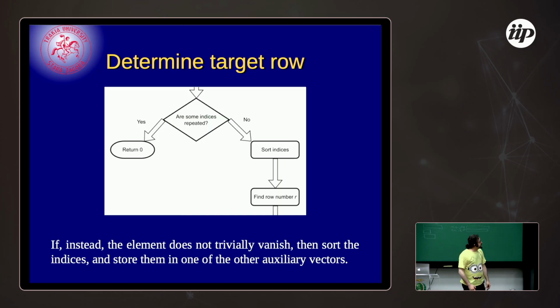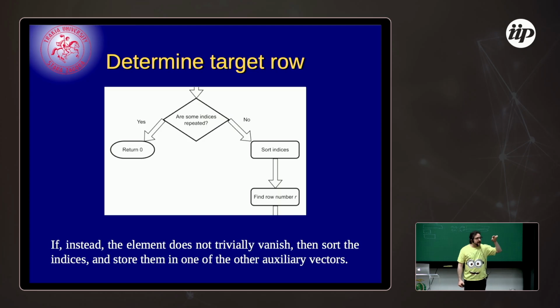If that is the case, then the next thing to do is we take and we sort the indices. Why do we sort indices? And incidentally, this is where we use another of the auxiliary vectors of size k. We sort the indices because now we want to exploit again symmetry, but in a different fashion.